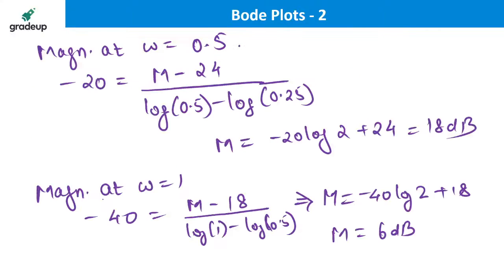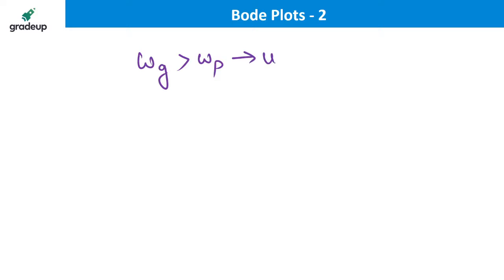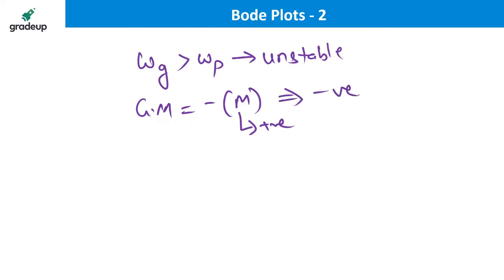I will just write down here. Omega g is less than omega p. Sorry, greater than omega p. Omega g is coming next. Omega g greater than omega p, so the system is unstable. The gain margin is negative of M, but the M is positive, so gain margin is overall negative, unstable. Phase margin is also negative, unstable.